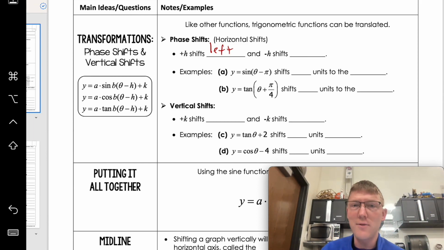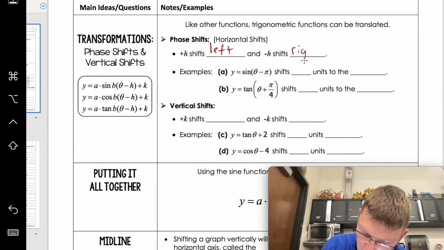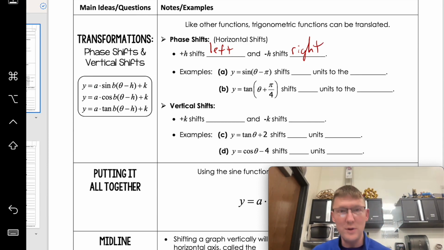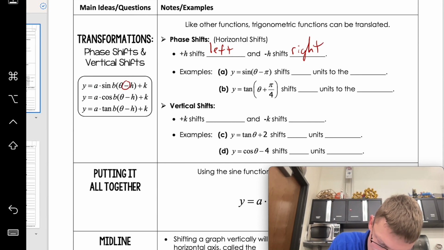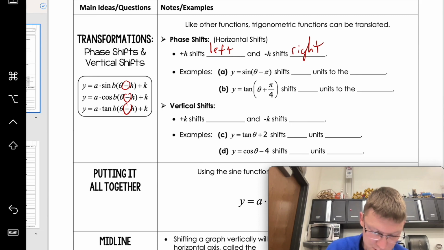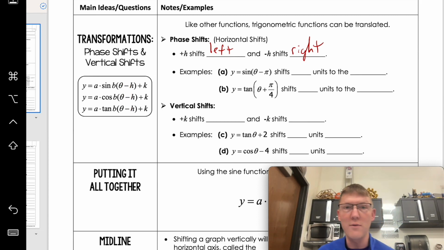Left, and negative h is going to shift right. Now, remember that it's always the opposite because we have these negative signs right there. So don't forget that. Whenever we're looking at some examples, the h's are always the opposite of where I think they should be.